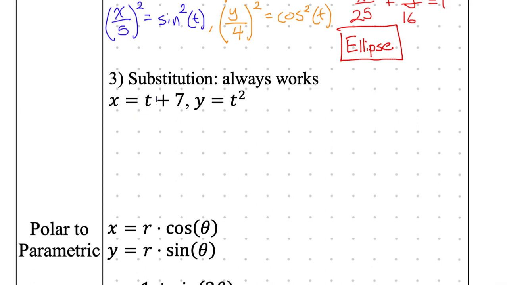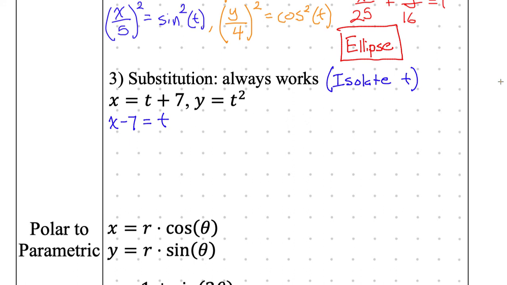So substitution. The way that substitution works is I'm going to isolate for t, and then we'll plug it in. So I can isolate for that t. No, that's going to generate a square root. Let's isolate for this t. So I'm going to subtract 7 from both sides. So that's going to leave me with x minus 7 is equal to t.